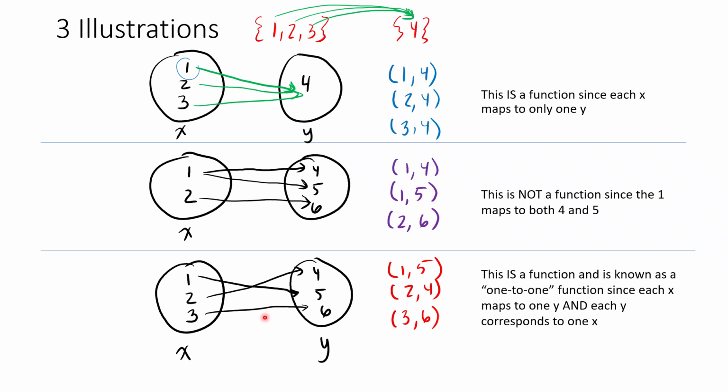All right. So if you're at a school that issues you a school laptop, sometimes those schools are called one-to-one, meaning each student gets one laptop. Each laptop is assigned to one student. Okay. And it works both ways. But this is still a function. Okay. The definition of function only has to do with each X mapping to only one Y.